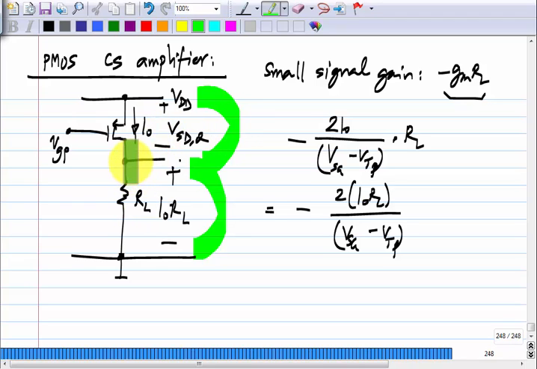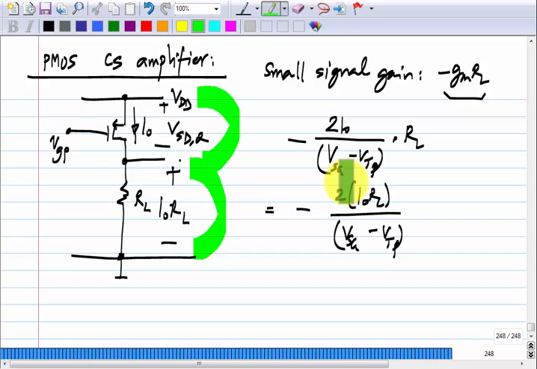If you try to increase the load resistance, the drop across it increases and pushes the transistor into triode region. Now, from this expression, you can see that the gain is 2 times the DC drop across the resistor divided by the overdrive voltage. Alternatively, you can try to bias it at smaller and smaller overdrives. That appears to work, right. What is the problem with that?